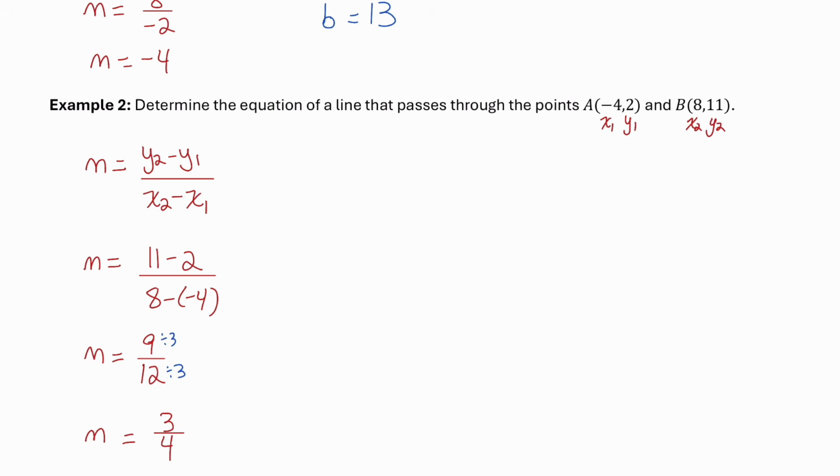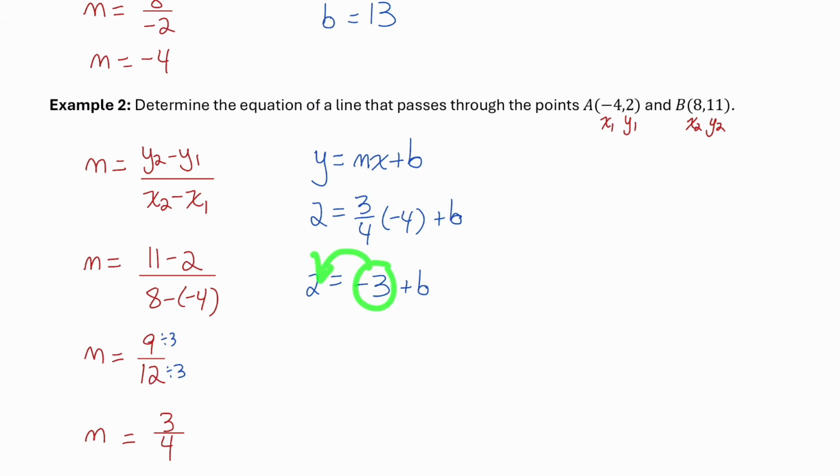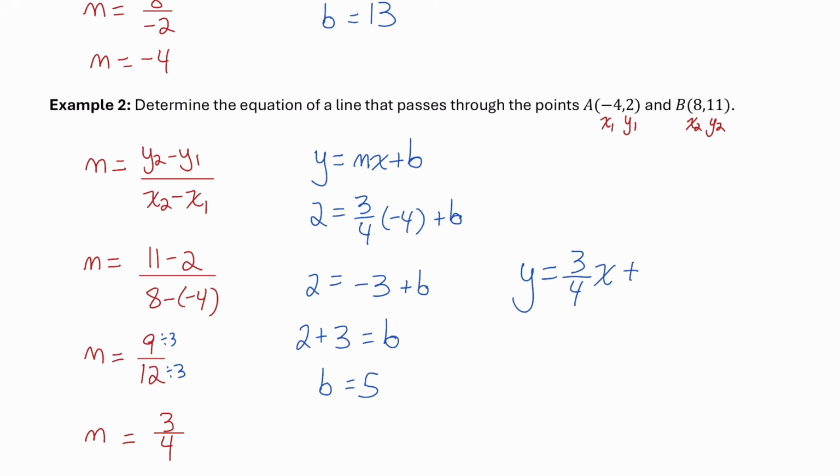So now into y equals mx plus b, I can sub in either point. This time I'll pick my first point, so I'll sub in 2 for y, negative 4 for x, and 3/4 for m. This whole number multiplies to the numerator. 3 times negative 4 is negative 12. So I have negative 12 over 4 plus b on the right side of the equation. And negative 12 divided by 4 is negative 3. Move the negative 3 to the other side by adding 3, and I get a b value of 5. So my final equation, subbing in my m and my b, would be y equals 3/4 x plus 5.